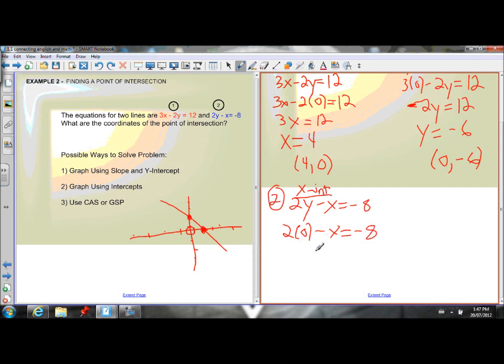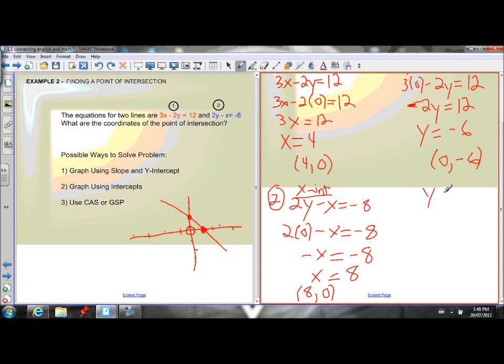So 2 times 0 is 0. 0 minus x is negative x. So negative x equals negative 8. To get x positive, multiply the whole equation by negative 1. That'll change the sign of every term in the equation, so x equals 8. So my x-intercept is at (8, 0) for that line.